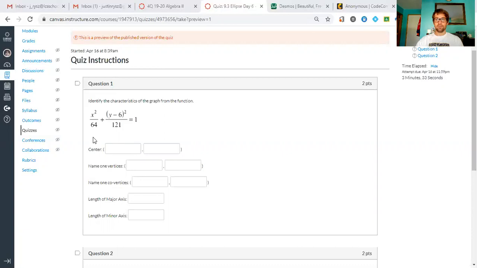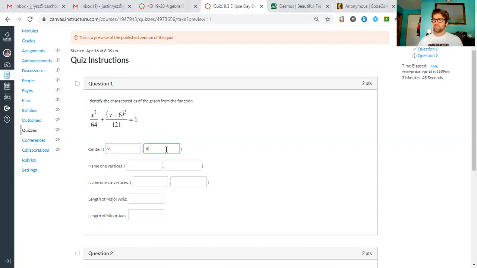So what we can do here is always look at an equation and get the center from the h, which is the number subtracted from the x, and the k, which is the number subtracted from the y. So we could say this is at 0, 6.